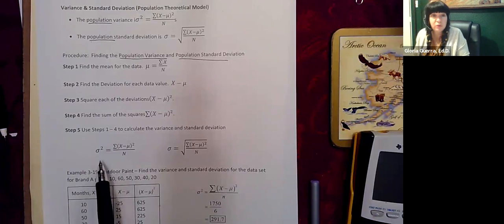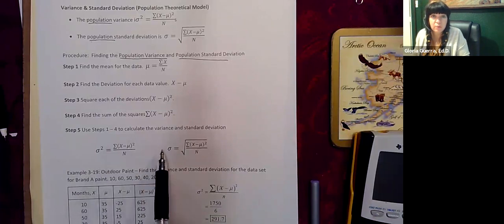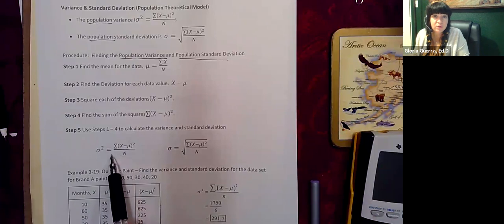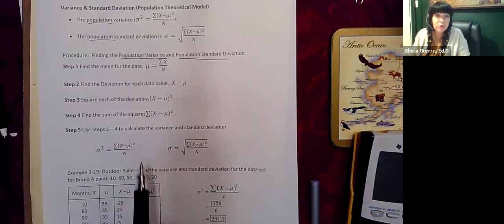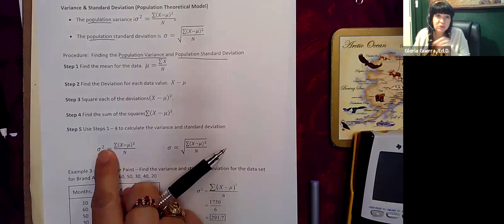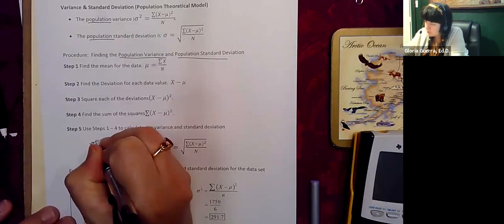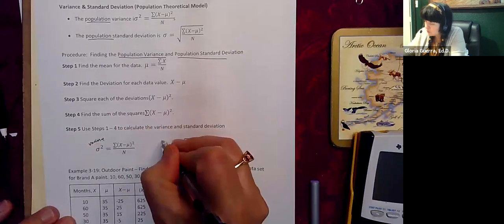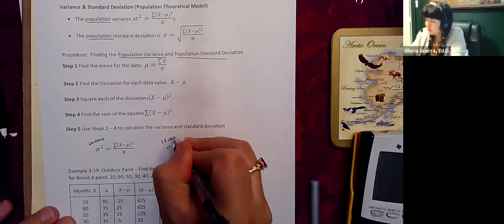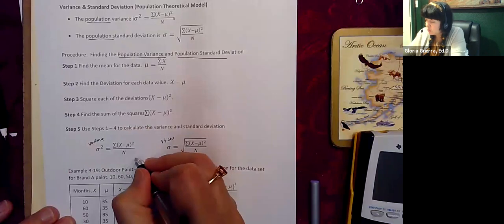We use the Greek letters when we're talking about a population. You saw how we had the squared, so this would be for the variance, where this is the standard deviation, but this is for a population.